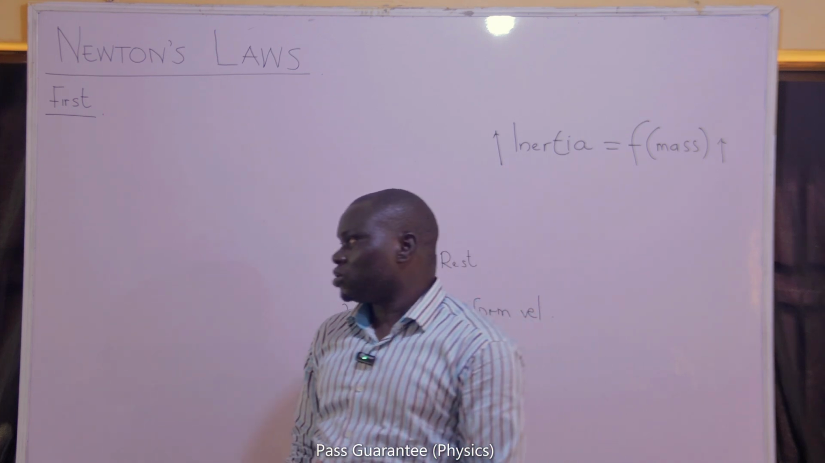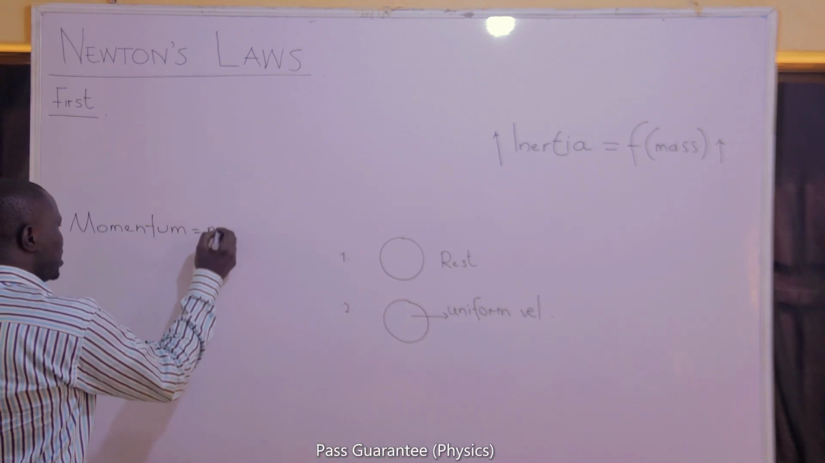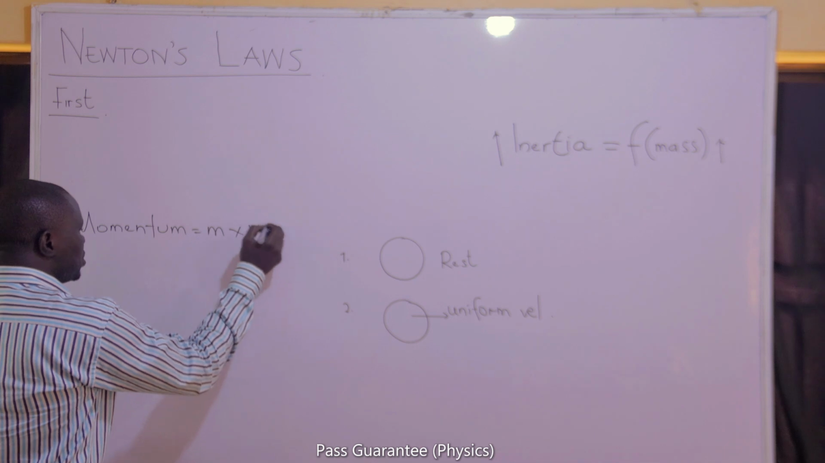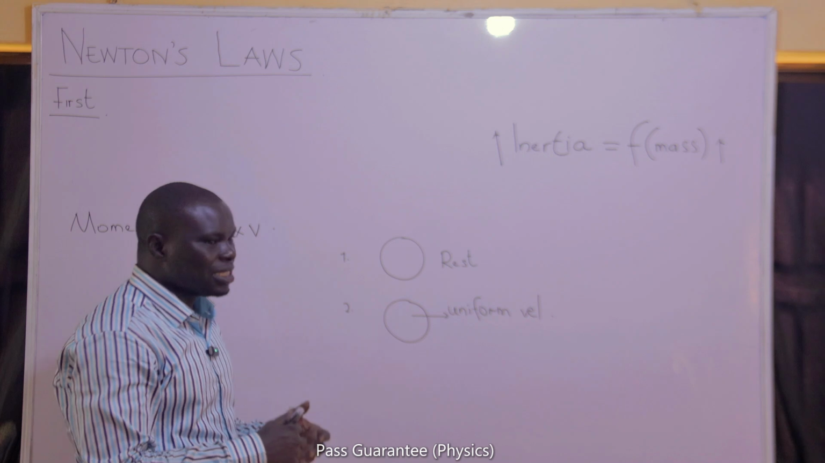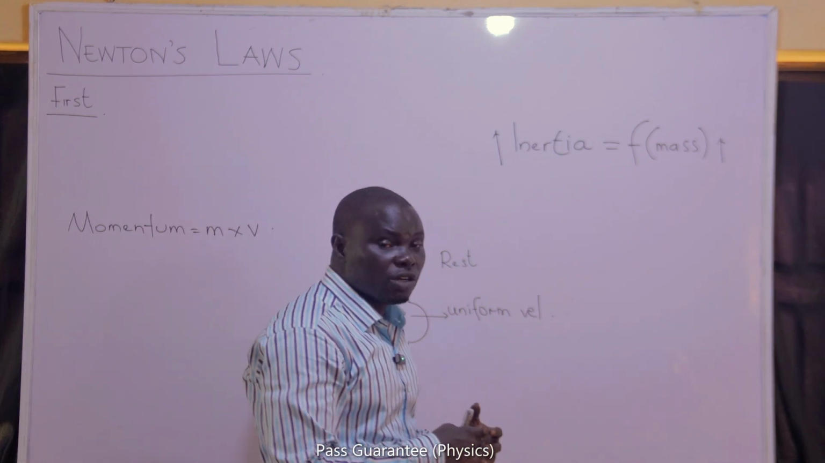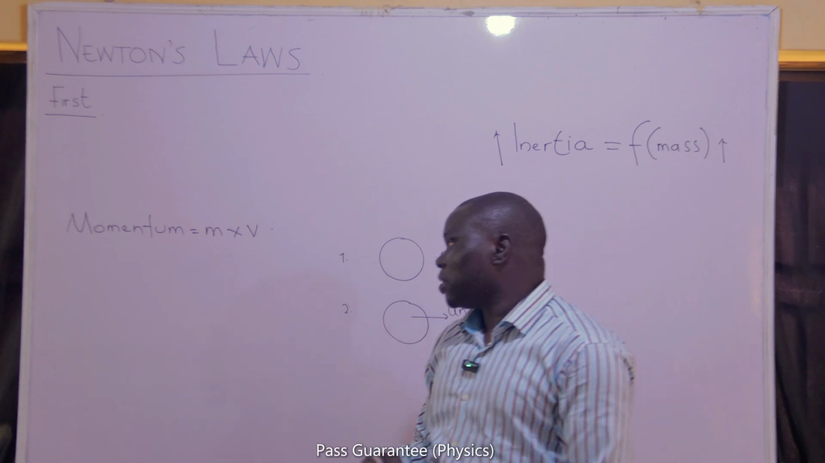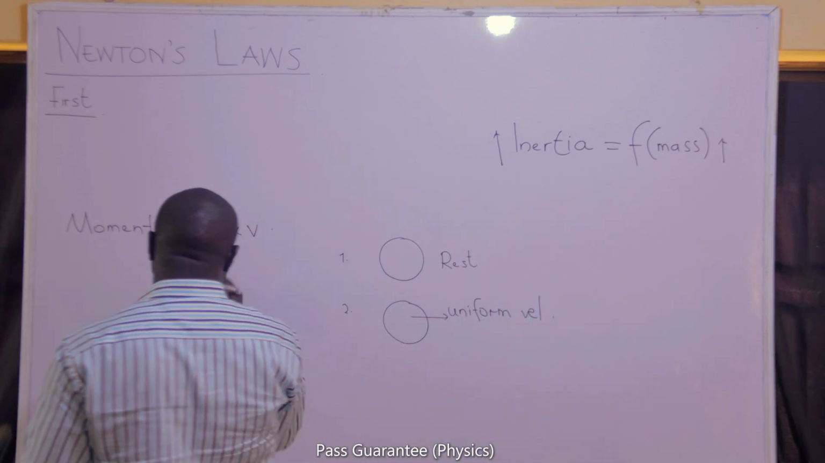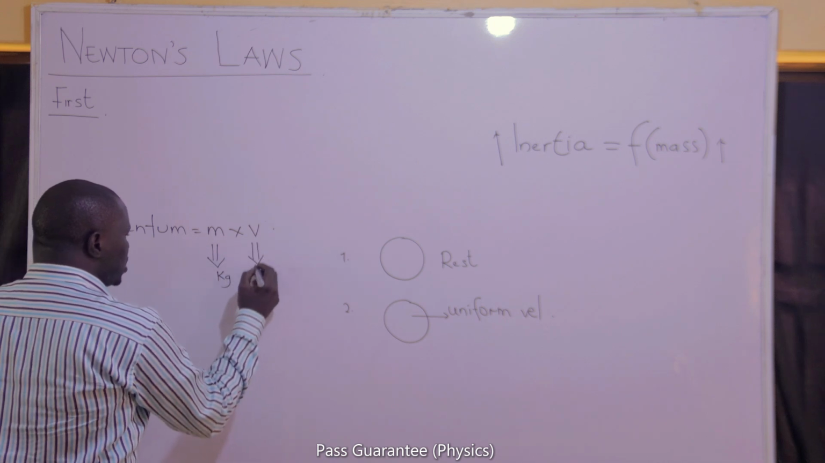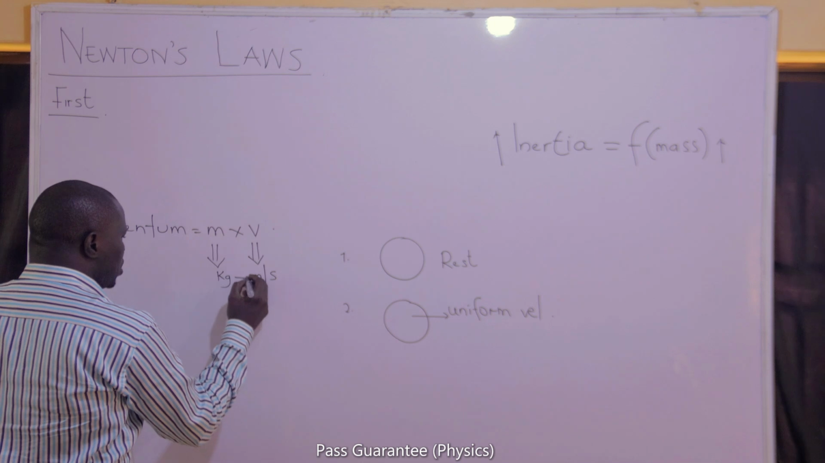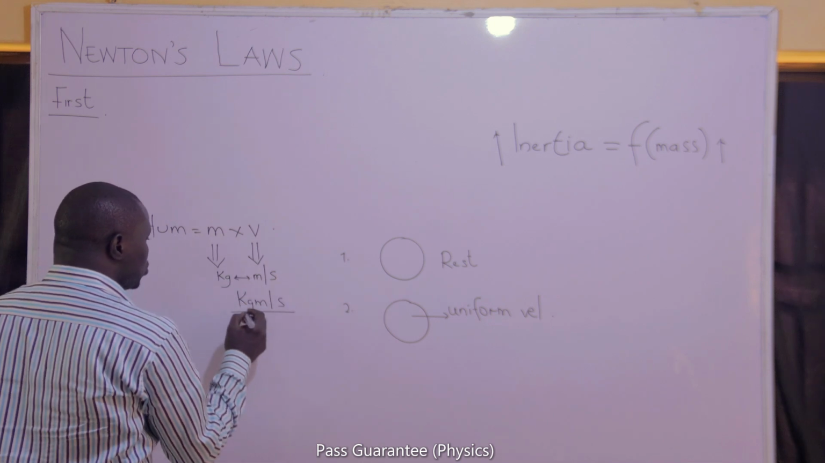But before we state the law, we need to talk about momentum. The momentum of an object is the mass of the object multiplied by the velocity of that object. When an object has a mass and it has a speed or velocity, it will definitely have a momentum. And the momentum can be calculated by multiplying the mass by the velocity. We expect the unit of momentum to be kilogram times the unit of velocity, which is meters per second. If you multiply the two, you have kilogram meters per second, and that is the unit of our momentum.